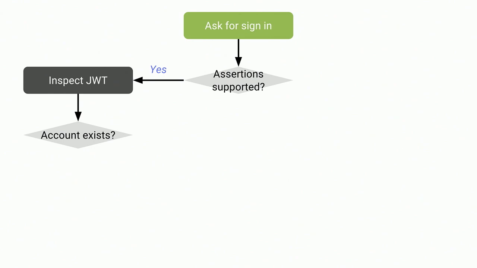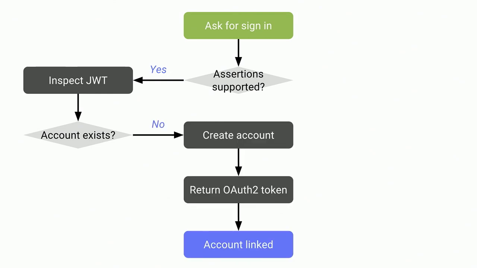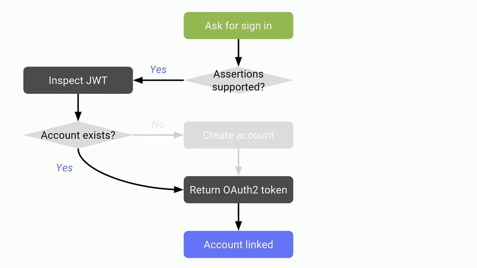If you support OAuth assertion flows, we will send you a JSON web token. You can use the contents of this token to look up the user in your system. If they don't already have an account, create a new account and return the OAuth2 refresh token. If they already have an account, you may optionally ask the user to accept additional OAuth2 scopes to complete the account linking flow.